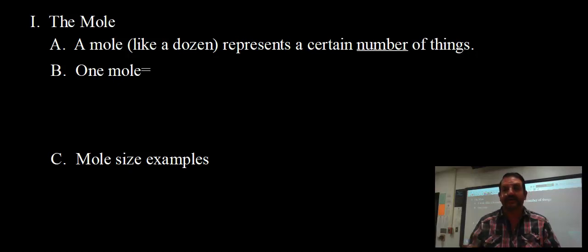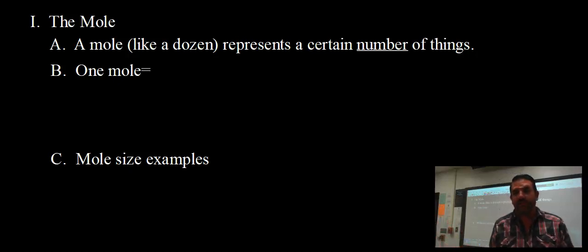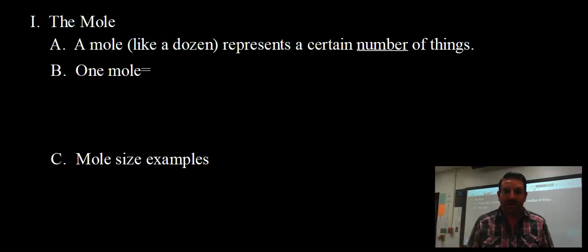So a dozen means 12. It doesn't matter what those things are. It could be donuts, could be chairs, could be people, could be books. A dozen, whatever, that would be 12 of those things. Likewise, a mole represents a certain number of things. Doesn't really matter what those things are. We'll talk in a little bit about what things this number applies to.